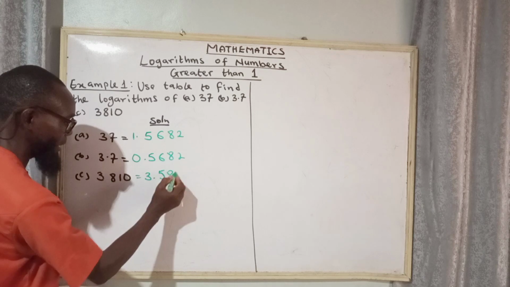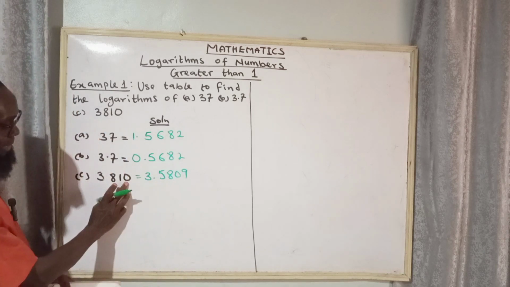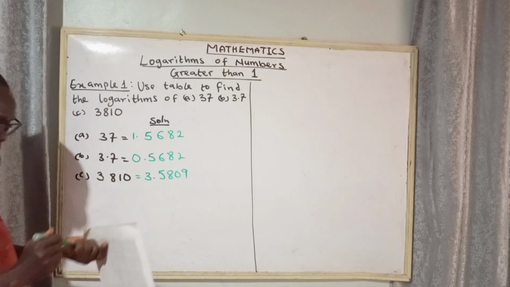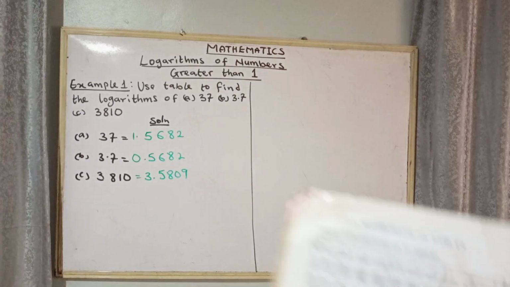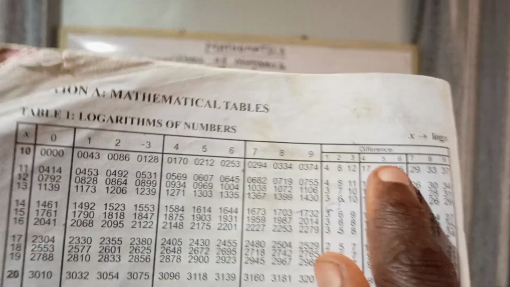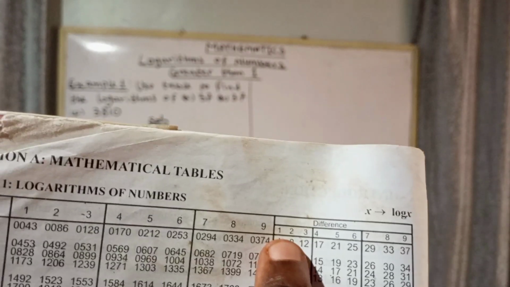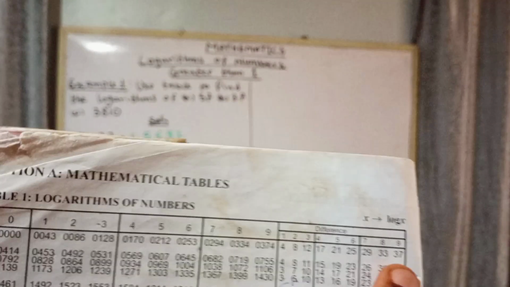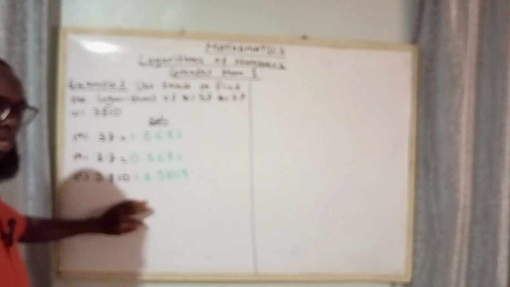5, 8, 0, 9. Now this is difference 0. When you check under these differences, you can see these differences written here. It starts from 1 to what? 9. So there's no difference 0, so nothing to add there. So this is how to check the logarithm table.